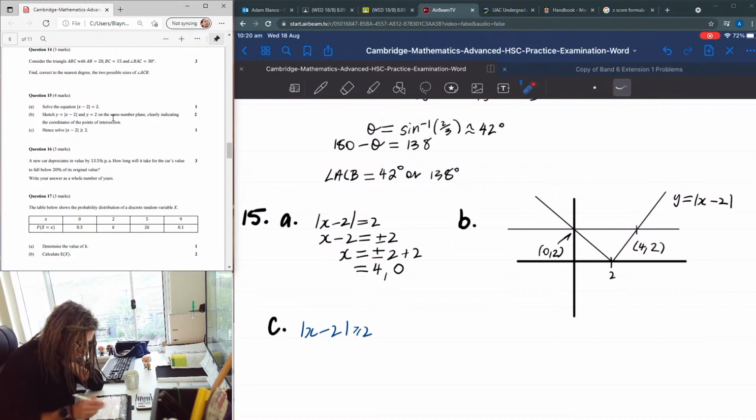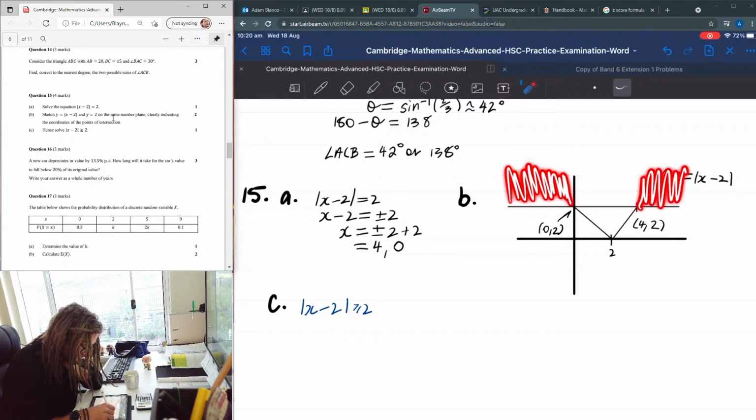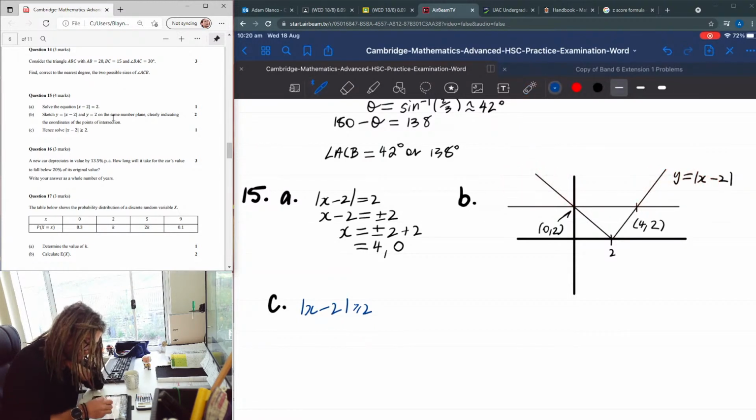Okay, so basically, when is this graph bigger than this graph? Well, that's up here, which means it's all of this. So let me actually draw that. That's all of this and this. So when I have to do this in advanced notation.